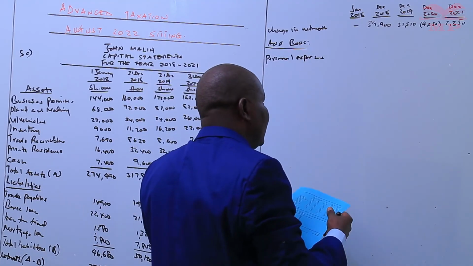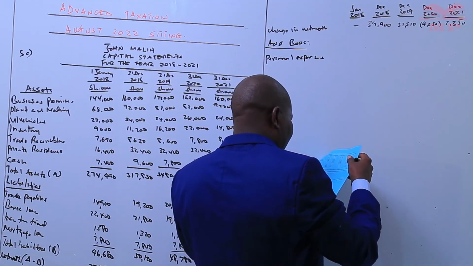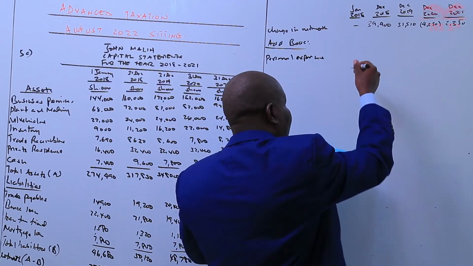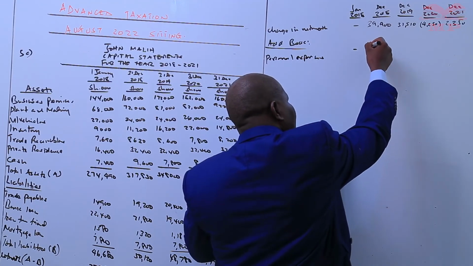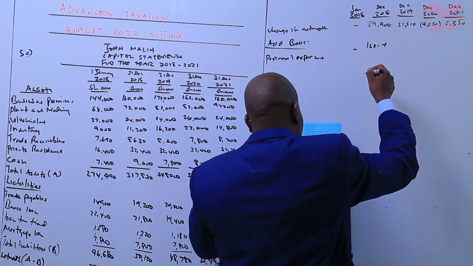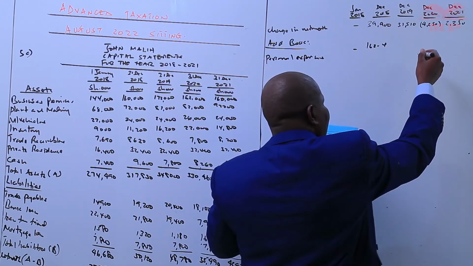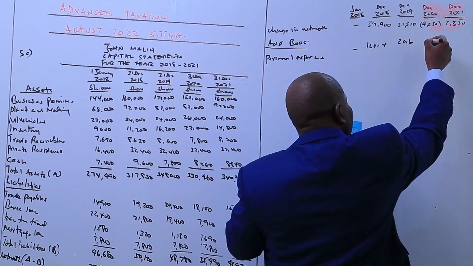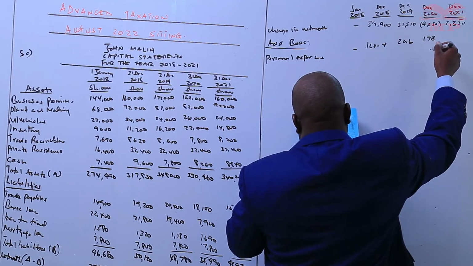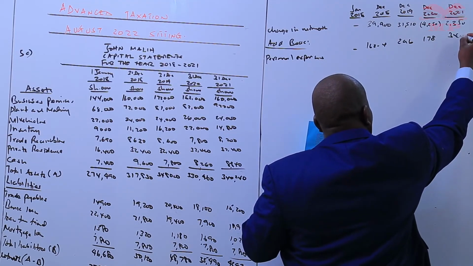So 2018 is 162,400. Remember we are carrying 3 zeros here, so this will be 162.4. 2019, 296,000. 2020, 178, and 2021, 340.